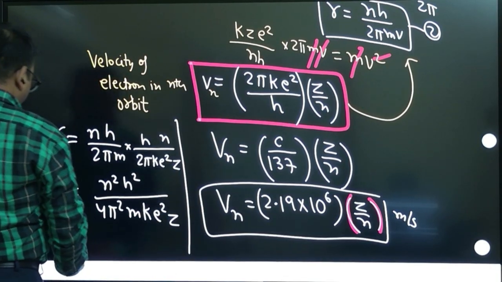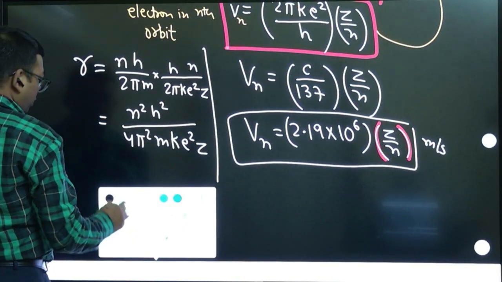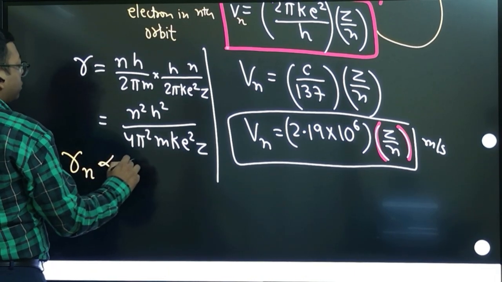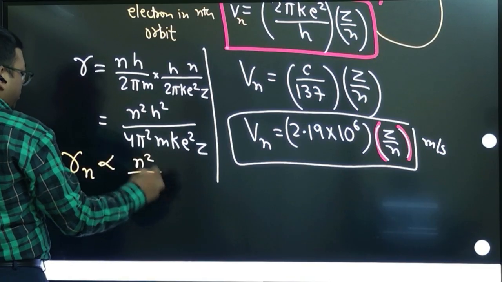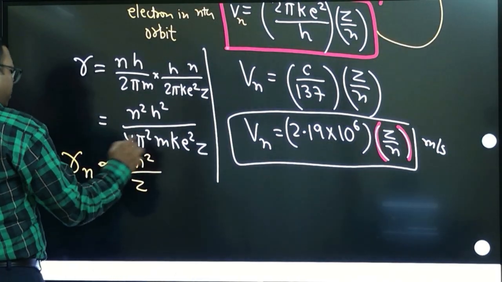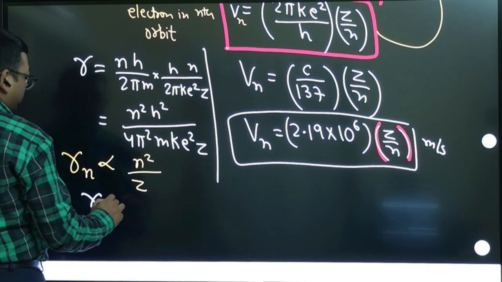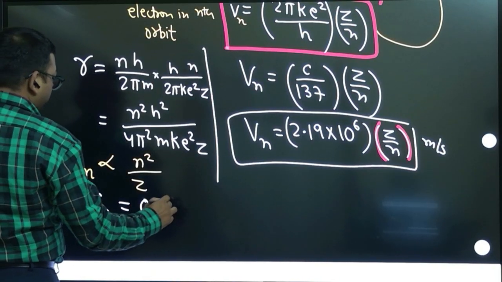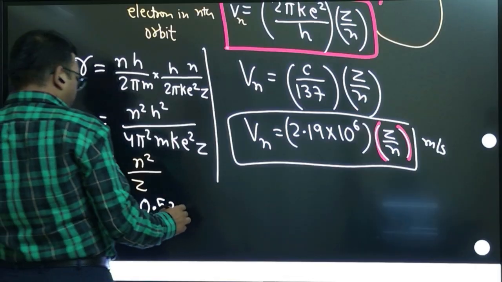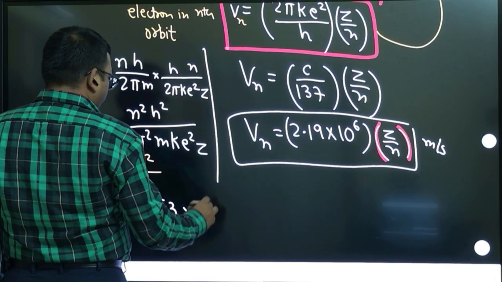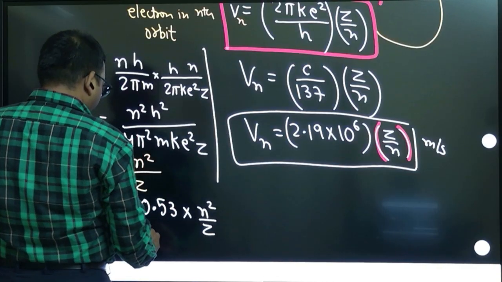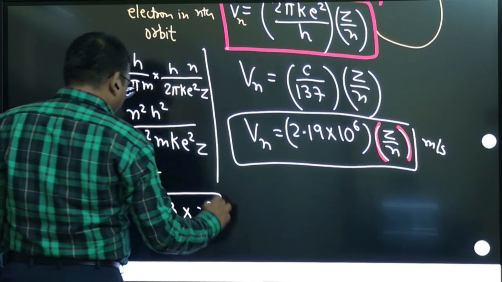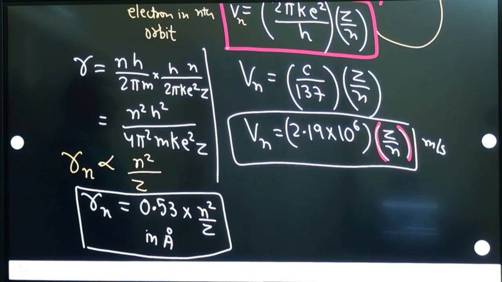Okay, so finally we can say that radius of the nth orbit is proportional to n square by z. But what about the other factors? Other factors are constant, so you can write radius in terms of other factor. Other factor is nearly 0.53, right? 0.53 into n square by z, and this radius is in angstrom. We should note that the value is in angstrom. So this is the quantization of radius in Bohr's model.